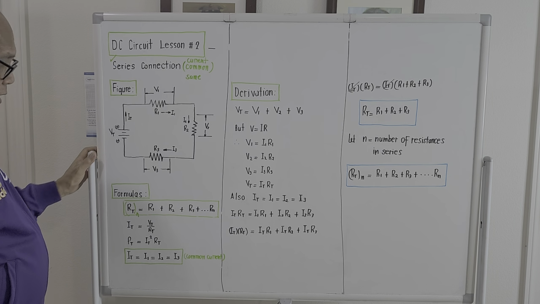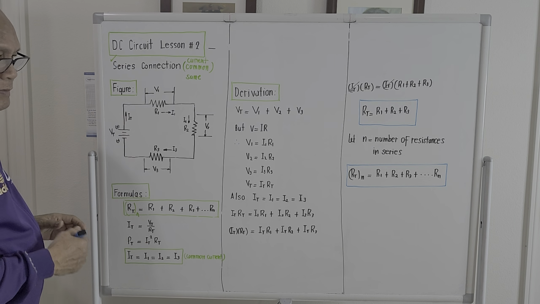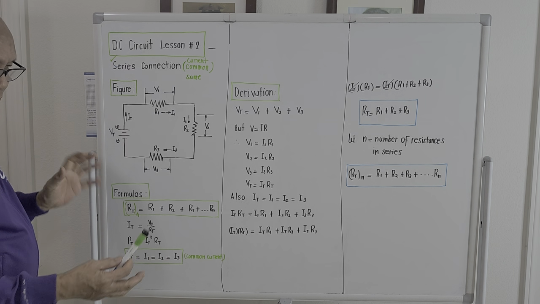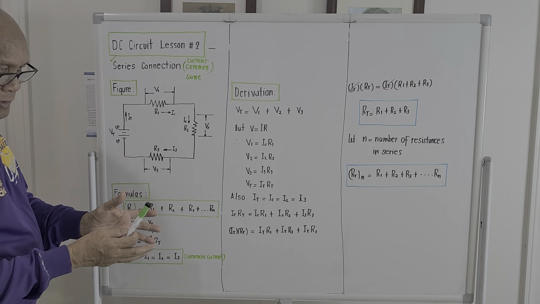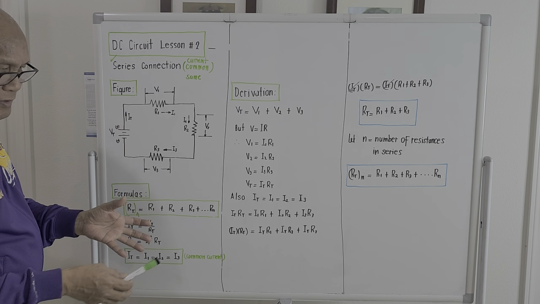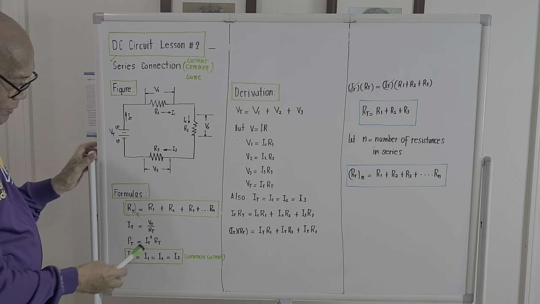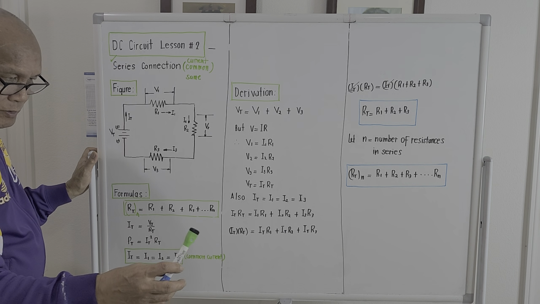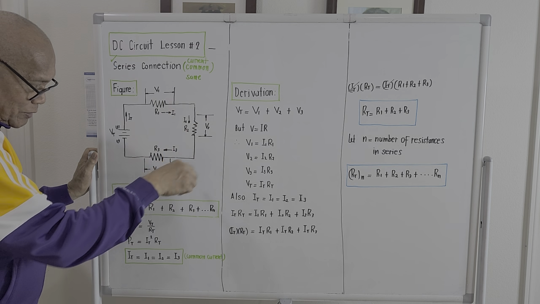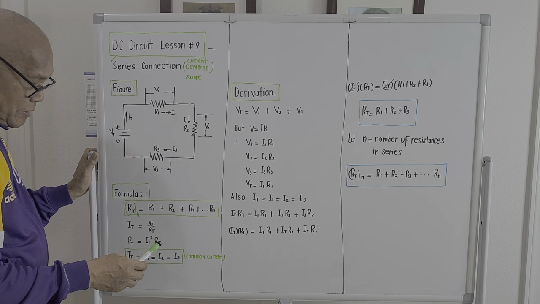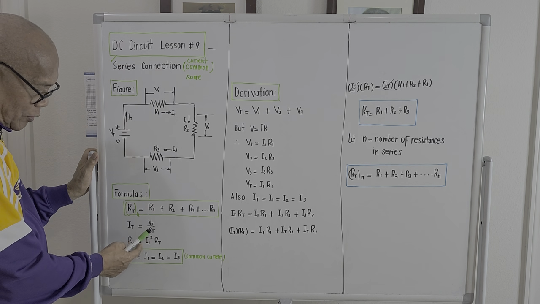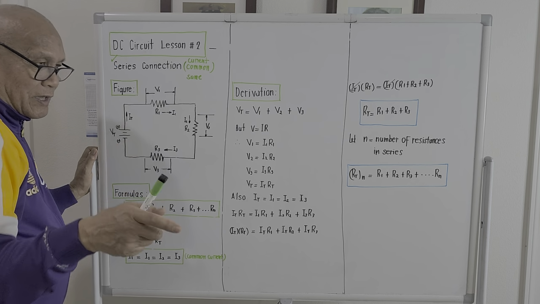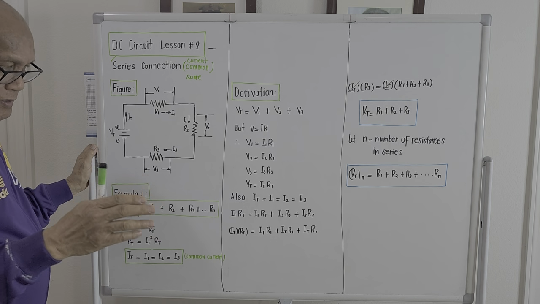Okay? And for the current, it will be B total over R total. It's the same whether you call this series or parallel, but for series, the total current will be the total voltage over R total. And if we try to compute for the total consumption of the total circuit, it will be the square of the total current times R total.